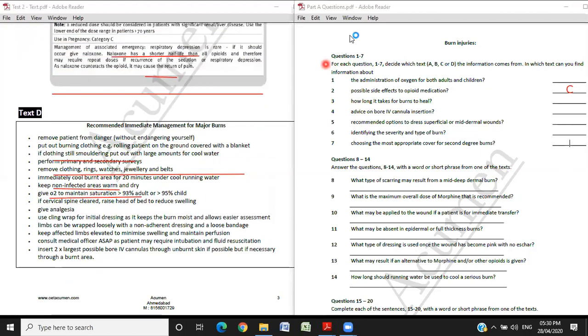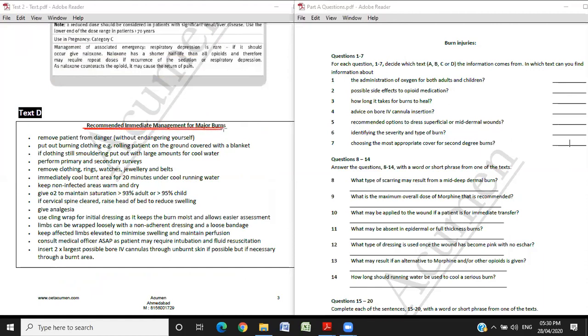And now you have the fourth text, text D. So, recommended immediate management for major burns. So see, there will be some overlapping of the text.